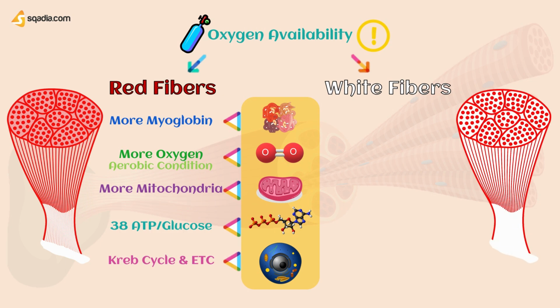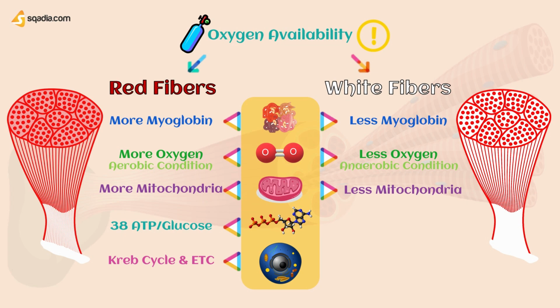So, what are white fibers? Well, they are all opposite to the red fibers, so you can just note down all the properties of red fibers and oppose them to make white fibers. The white color is due to the presence of less myoglobin. If there is less myoglobin, then it means that they require less or no oxygen, and hence they will be called anaerobic muscle fibers. If red fibers had more mitochondria, then white fibers must have fewer mitochondria.